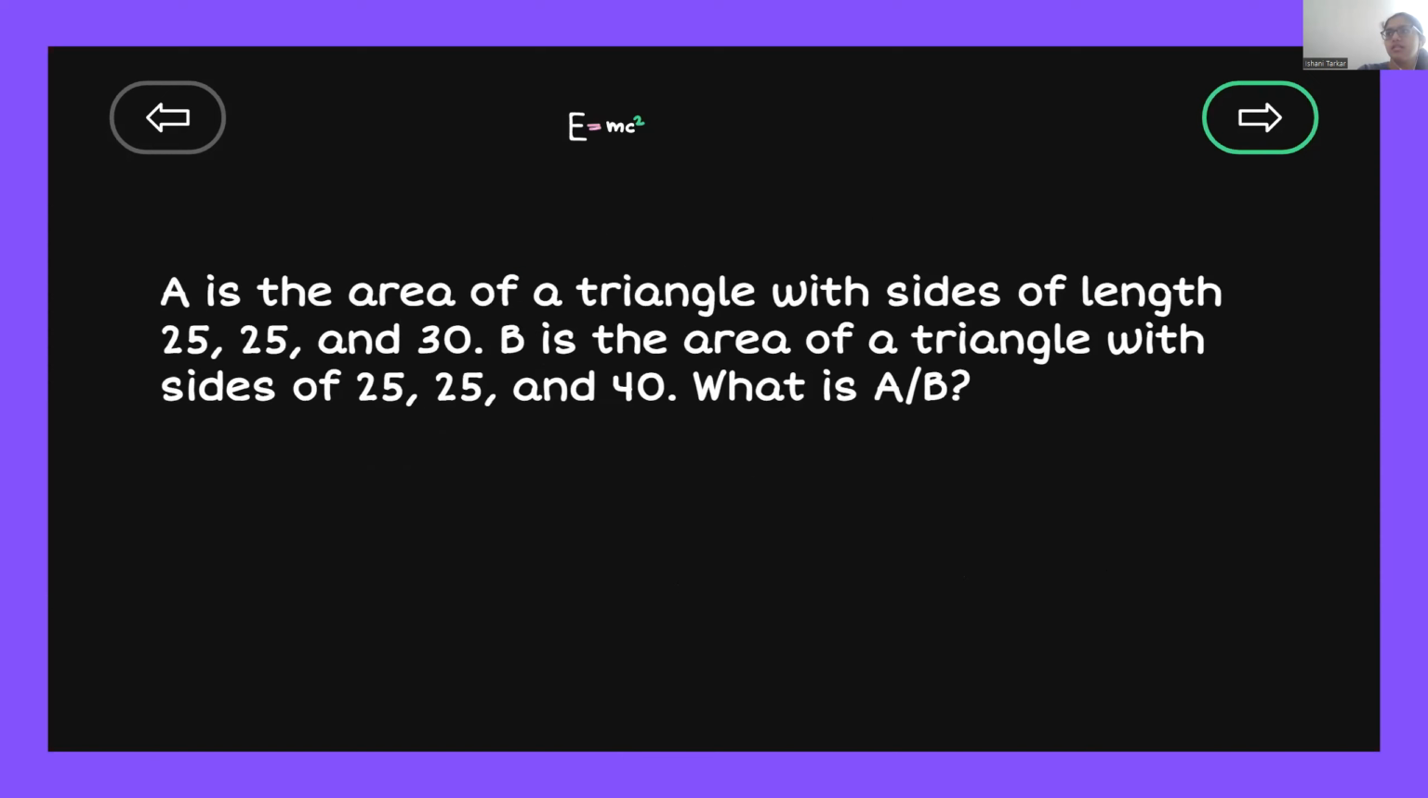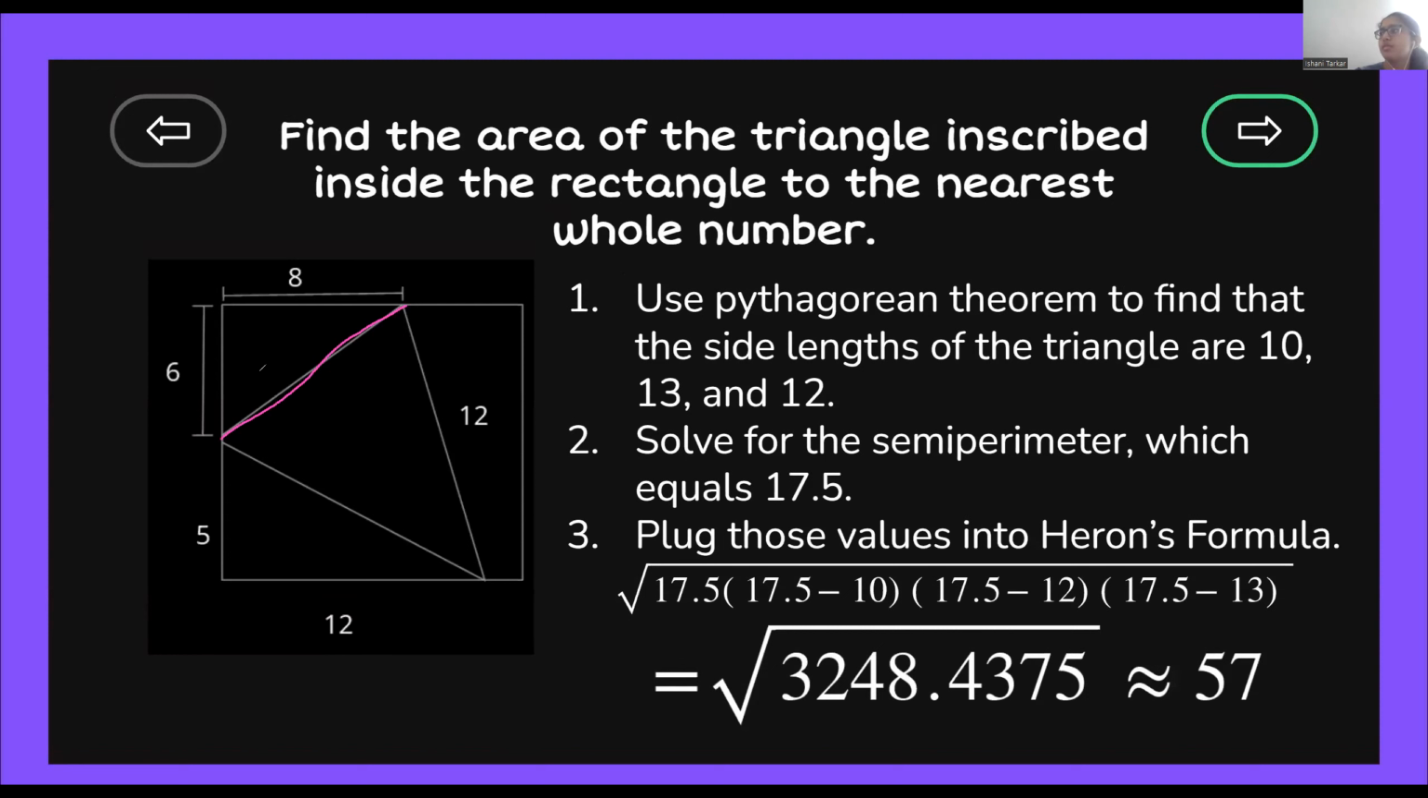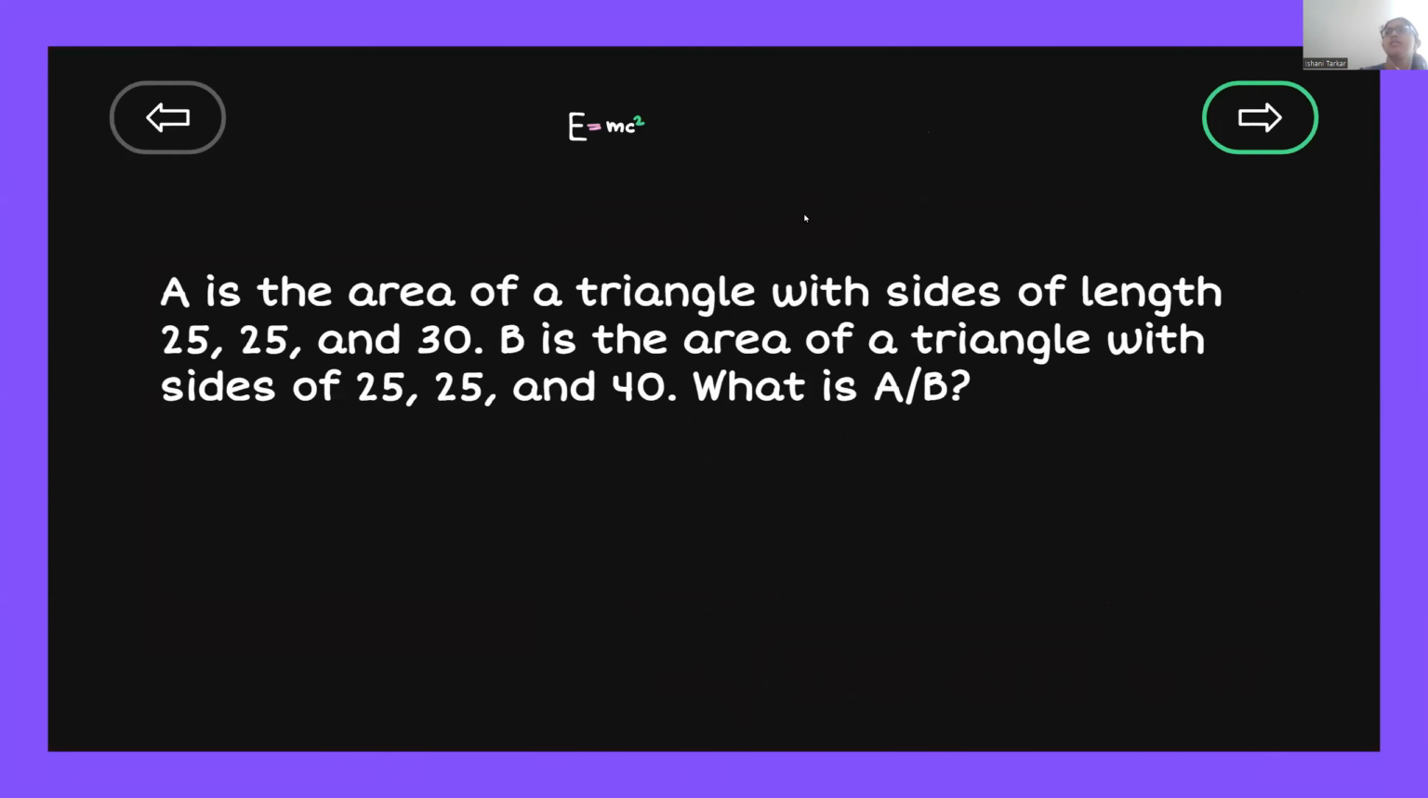Well, you saw the answer for that one, so we shall skip it. But basically, for the area of the inscribed triangle, you would use the Pythagorean theorem to find that this side I'm highlighting in magenta would be 10, because we know this is a square. And this would be 13, because again we know this is a square, so this is 90 degrees. Then you would find the area using Heron's formula. The semi-perimeter would be 17.5, and we would get radical 3,248.4375, which is approximately equal to 57. You saw the answer, so we will skip that problem.